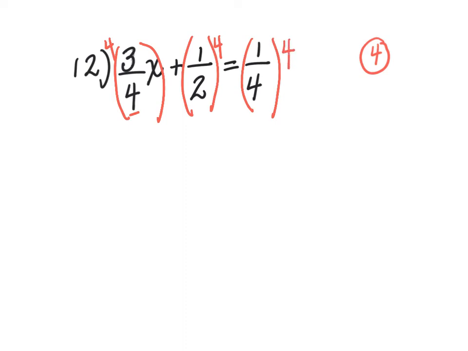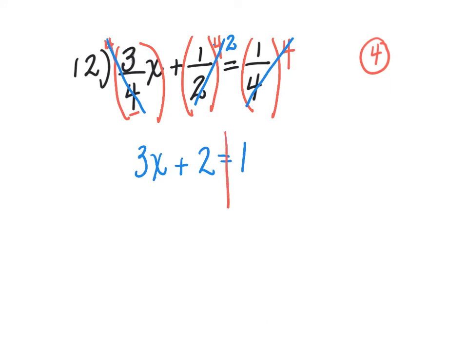So all my terms got 4, and now I'm going to simplify. Divide and multiply. 4 divided by 4 you can say is 1 and then multiply by 1, or you can just say 4 divided by 4 cancels out. So I'm left with 3x plus 4 divided by 2 is 2, and 2 times 1 is 2. And in the last term, 4 divided by 4 cancels out, so I'm just left with 1.